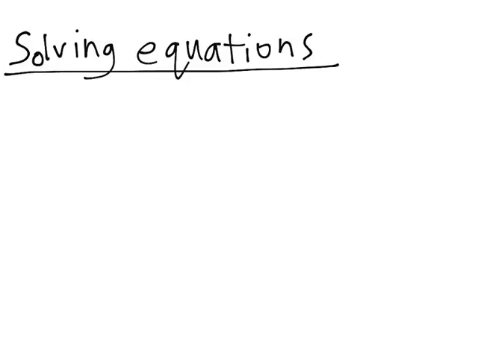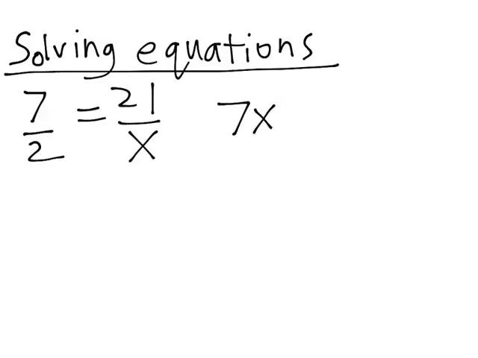Often you will encounter proportions where one of the numbers is unknown. Say we have the proportion 7 over 2 equals 21 over x. When solving an equation like this, the first step will always be to cross-multiply. In this equation, our A and B are 7 and 2, while our C and D are 21 and x. So we can rewrite this equation as 7x equals 2 times 21. Getting here is just multiplying both sides of the equation by 2x and simplifying, just like we did before.